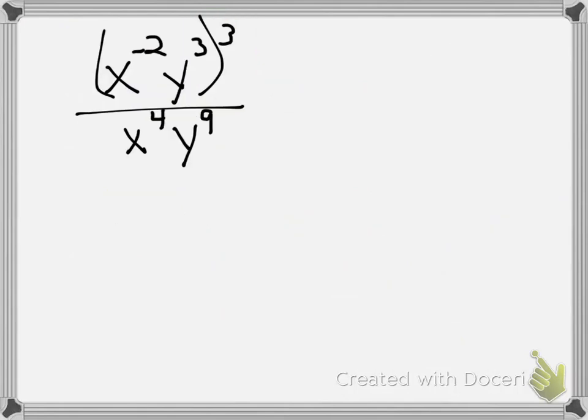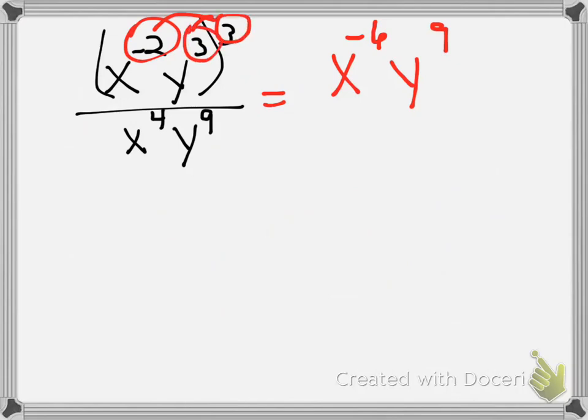In the next example, the numerator has a power, but the denominator doesn't. So I'm going to go ahead and simplify the numerator first and make this x to the negative 6, y to the 9th. Keep in mind these are powers. In a situation of power to a power, we always multiply when it's power to a power. I have done nothing to the denominator, keeping it like it is.